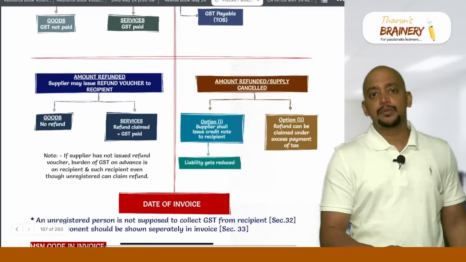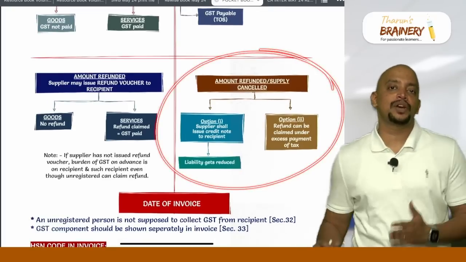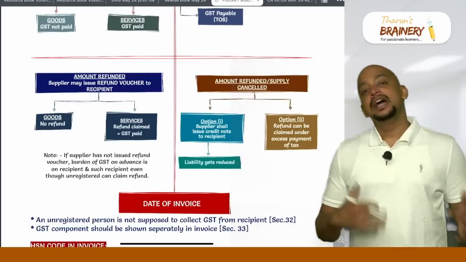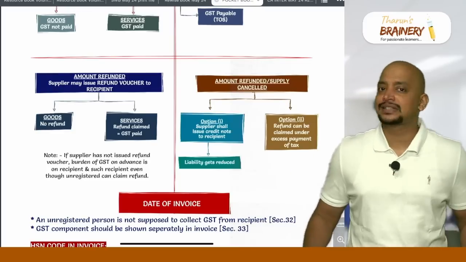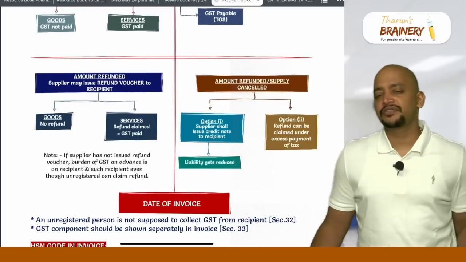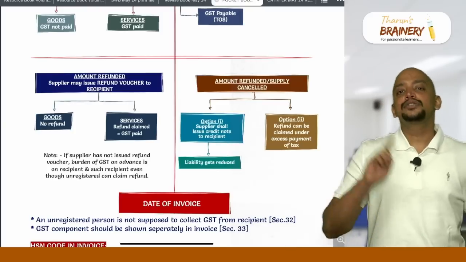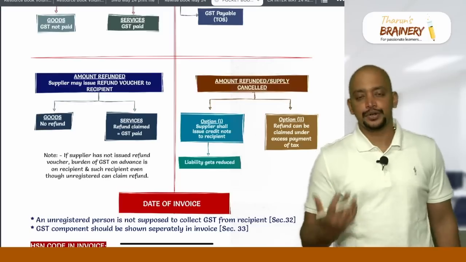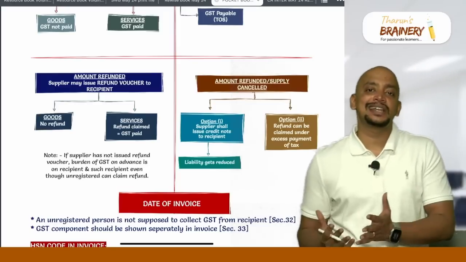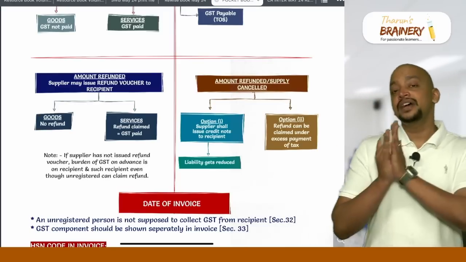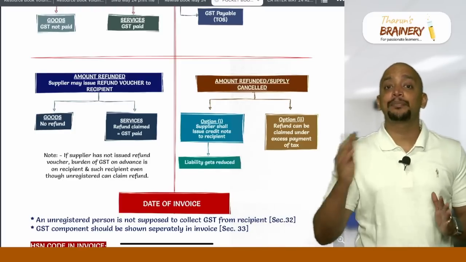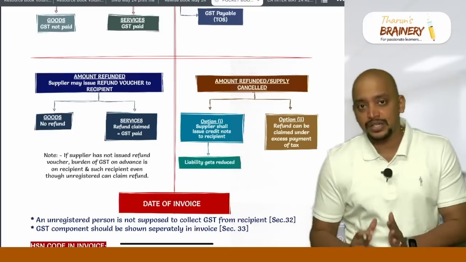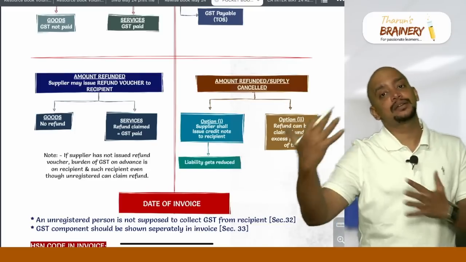Then suppose the amount is refunded after preparation of the invoice. After preparation of the invoice, if the supply is cancelled and the amount is refunded, again you check whether the entire amount is refunded by the supplier to the recipient. Yes, the entire amount is refunded by the supplier to the recipient. Then in that case, the supplier has two options. Either they can go for a credit note. The supplier can issue a credit note. Whenever the supplier issues a credit note, the advantage is their liability gets reduced immediately. Another alternative to the supplier is to go for a refund under excess payment of tax. These two options are applicable only if the supplier has refunded the entire amount to the recipient.